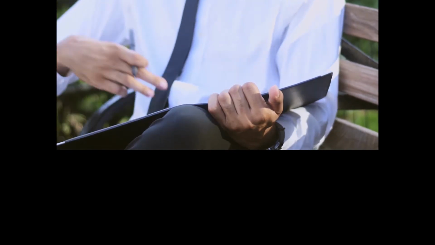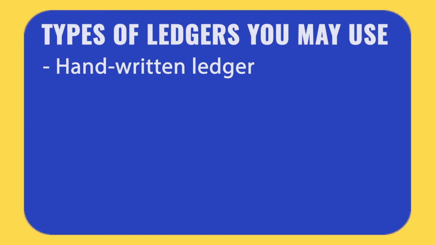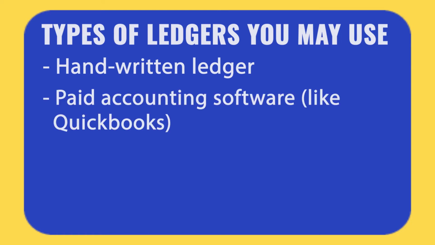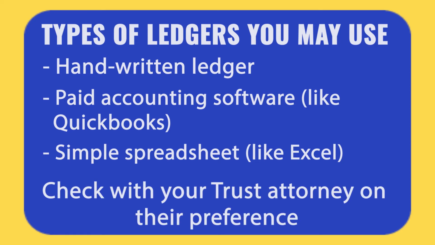Step 2. Create a ledger. There are 3 main options when it comes to creating a ledger. Whether you use a handwritten ledger, a paid accounting software program such as QuickBooks, or a simple spreadsheet system such as Microsoft Excel, the method doesn't matter too much if it works for you. But you may want to check with the estate planning firm who will be preparing the trust accounting and inquire as to their preference before you begin.